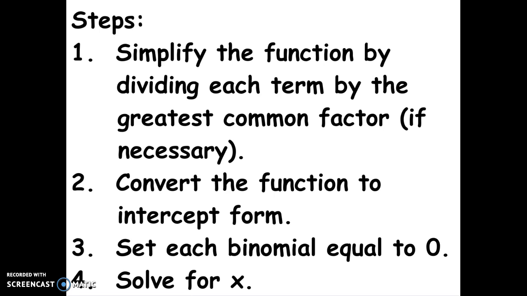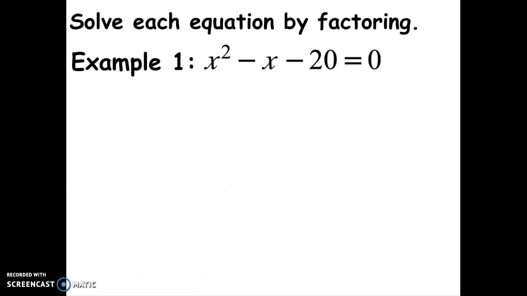All right, so now we're actually going to move into our first example. So we're going to solve this equation by factoring. When we think about step 1, which is simplify the function, does this look like it needs to be simplified? No, because the coefficient here is 1, the coefficient here is -1, and we have -20. So no, there's not any common factor that we can simplify this with. So we're going to move on to step 2, which is convert this to intercept form.